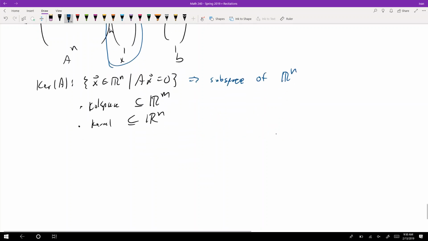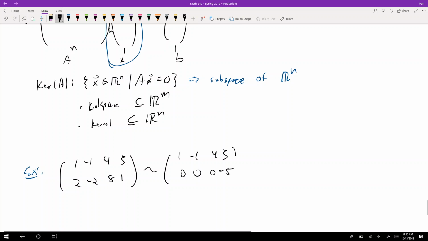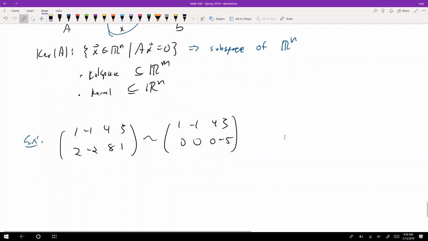So, a really quick example. This should take like a minute. Let's say you have this matrix: 1, -1, 4, 3, 2, -2, 8, 1. And you just want to prove the rank-nullity theorem, just show that it works. Reduce it: 1, -1, 4, 3, 0, 0, 0, -5. Pivot, free, free, pivot.